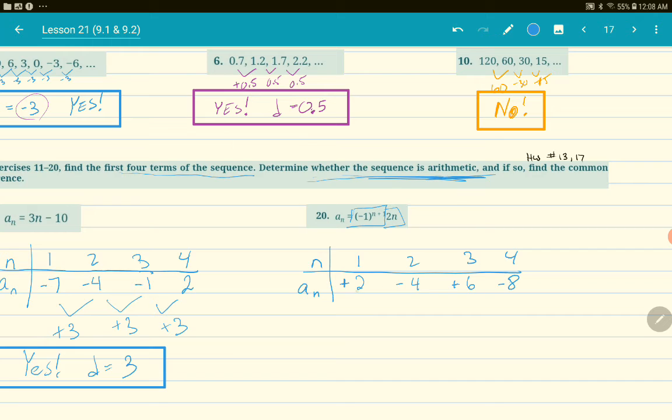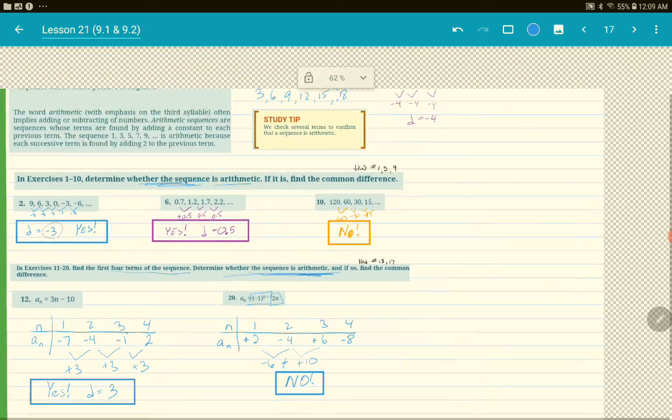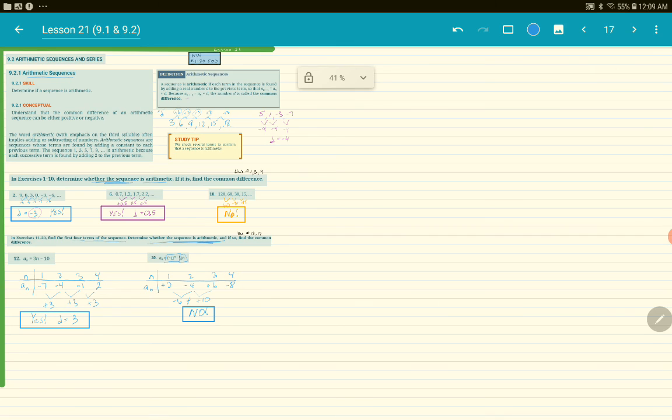Okay, so let's see. To go from positive 2 to negative 4, I would have to subtract 6. And then to go from negative 4 to positive 6, I would have to add 10. These are not equal, so there's not a common difference. So that means that this is not arithmetic. And that wraps up 9.2.1, introducing the arithmetic sequence.